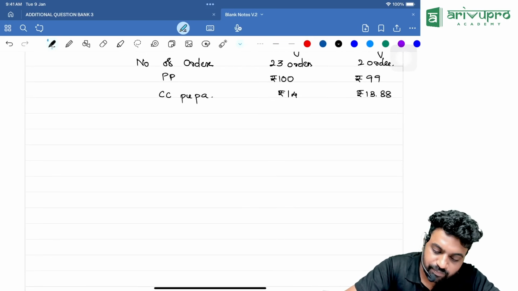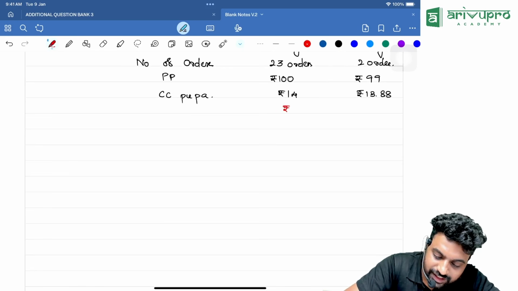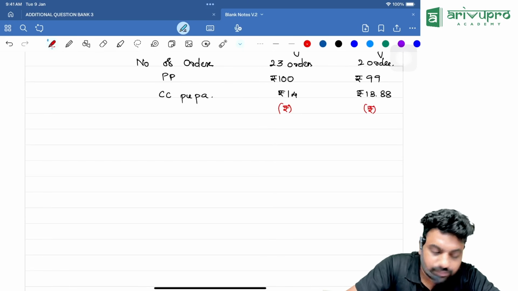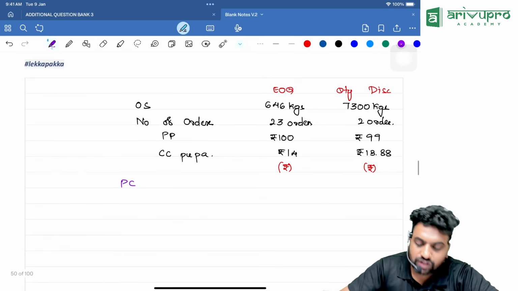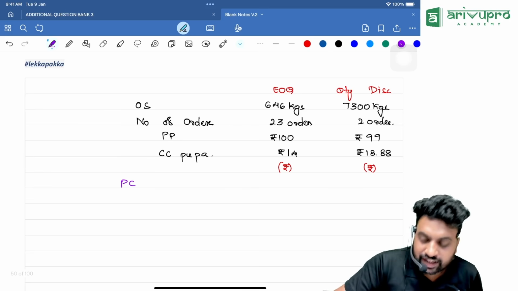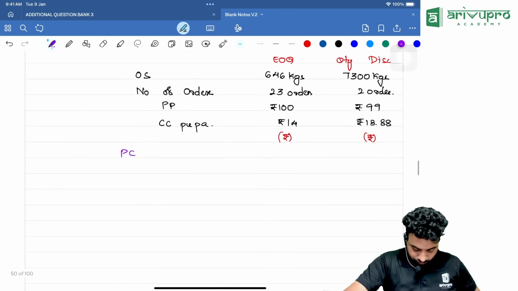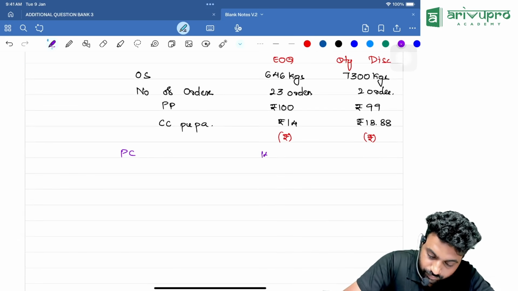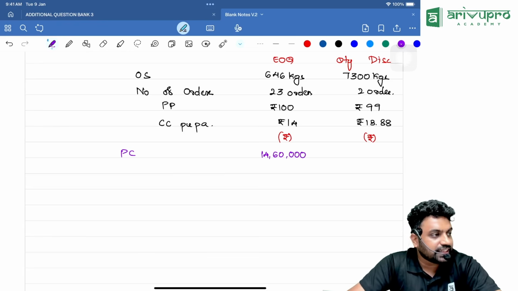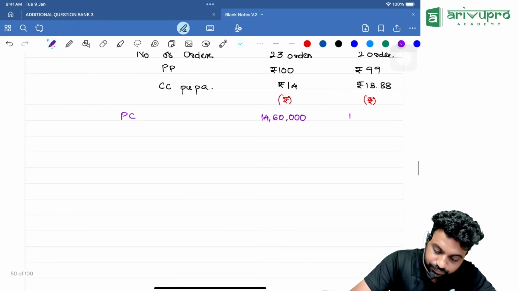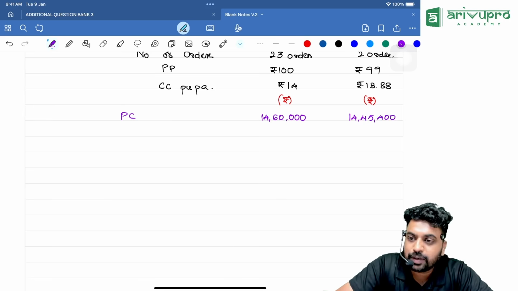Clear? Done. So if you guys are ready, now we can compute a cost. First is your purchase cost. 14,600 units we are purchasing at the rate of 100 rupees. 14 lakh 60,000. Next one, 14,600 units we are purchasing at the rate of 99 rupees. 14,45,400. That is your purchase cost.